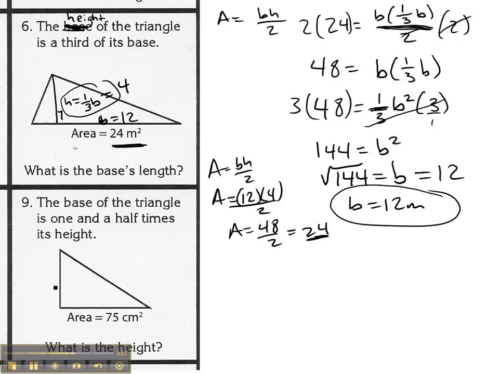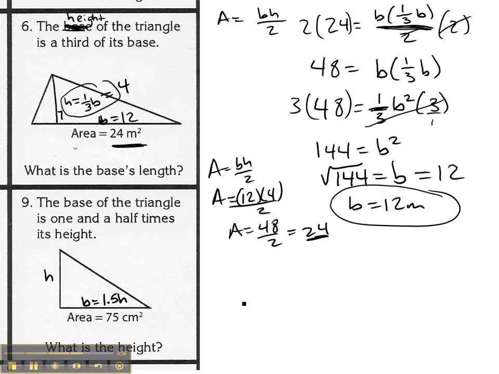I'm not going to have time to do all of 9, but 9 is the same idea as 8. It tells us the base of the triangle. Base is 1.5 times its height. So here's the height. And the base equals 1 1/2 times, or 1.5 times, the height.